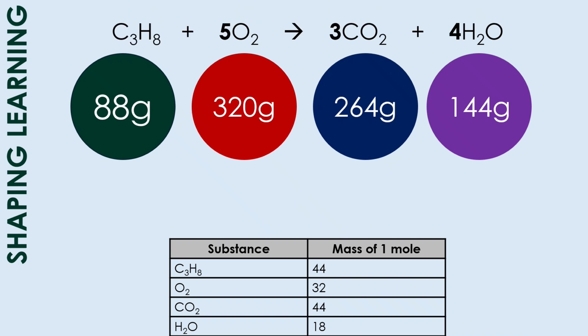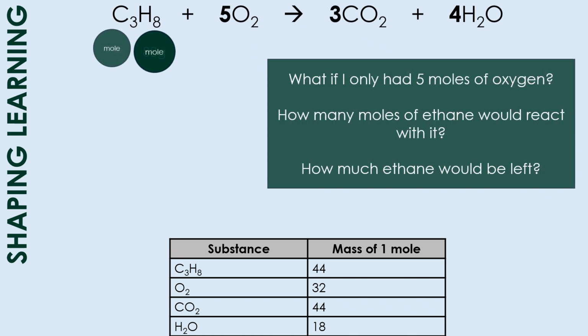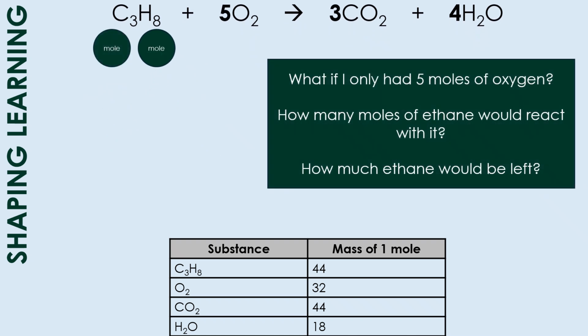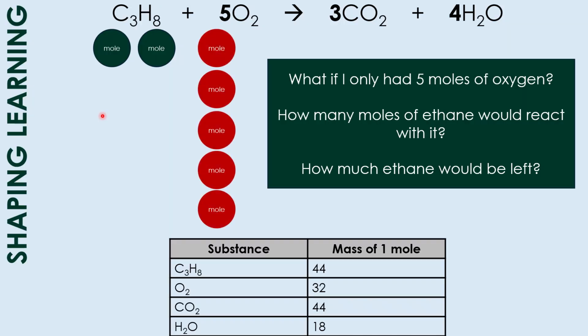Okay. Now, in terms of using this ratio, I can now use the fact that I know how many moles of propane react with the amount of moles of oxygen, etc., to work out, well, what if I had different moles of each of these? So let's say, what if I only had 5 moles of oxygen? How many moles of propane would react with that? And how much propane would be left? So let's say I've got 2 moles of propane, and I want to react that with 5 moles of oxygen.